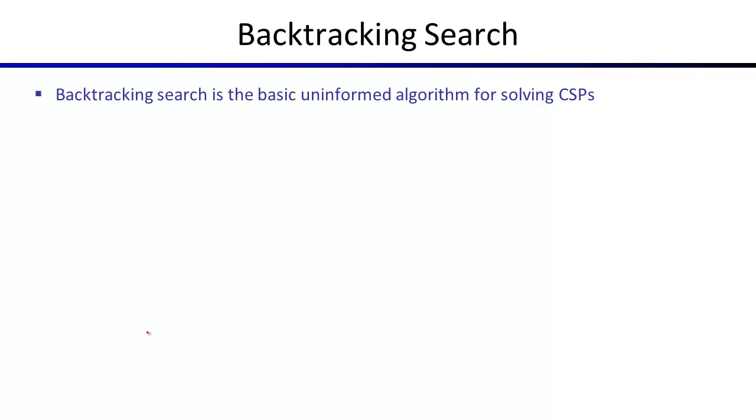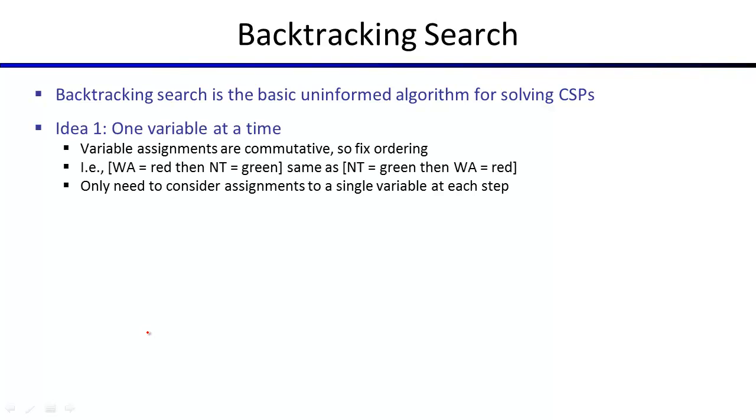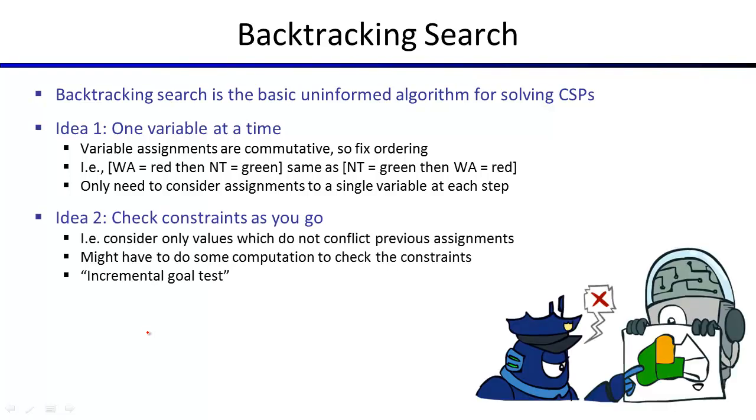Okay, so backtracking search is the basic uninformed algorithm for solving CSPs. That is, we only assign one variable per layer. So we choose maybe the first layer is WA, the second layer is NT, and so forth, but we don't consider all variables in every layer. Okay, that reduces the branching factor. And we check constraints as you go.